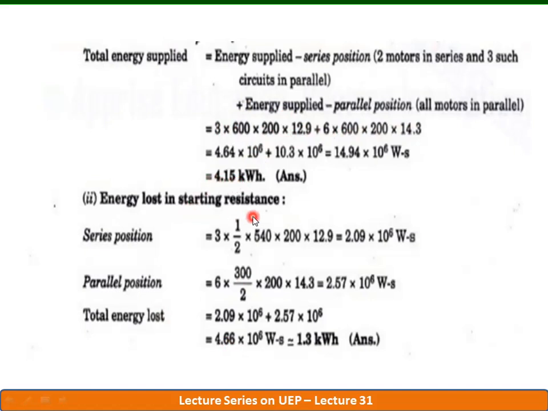Energy lost in the starting resistance in series position is 3 into half into 540 into 200 into 12.9. Here we got 2.09 megawatt hours. Parallel operation is 6 into 150 into 200 into 14.3. It is 2.57 megawatt hours. The total energy lost is the energy lost during the series position plus energy lost during the parallel position. Finally, we got 1.3 kilowatt hours.